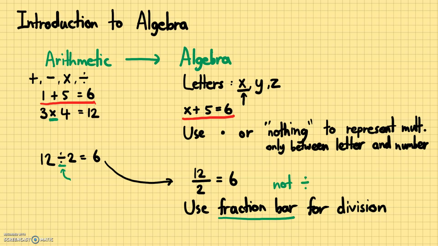So the two main differences in notation for algebra are that you use a dot for multiplication, and use a fraction bar for division. Remember these differences in notation as you go into algebra.